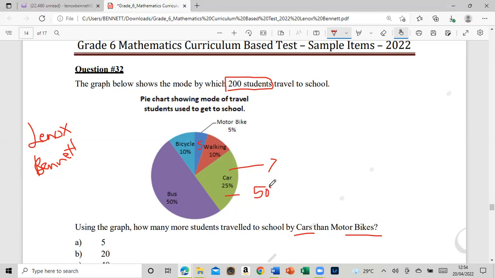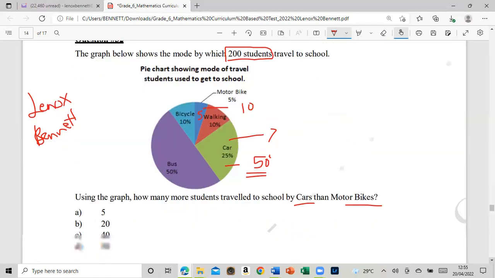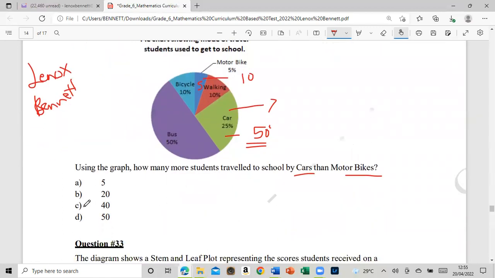That's 25% is dividing by 4, so that's 50, right? And this is 5 times it. So cars would be 5 times motorcycle. I see there? You want 5, you want 25. All right, so that would be 10. So 10 would travel this, so it would be 40, because they asked for the difference. So that would be C.